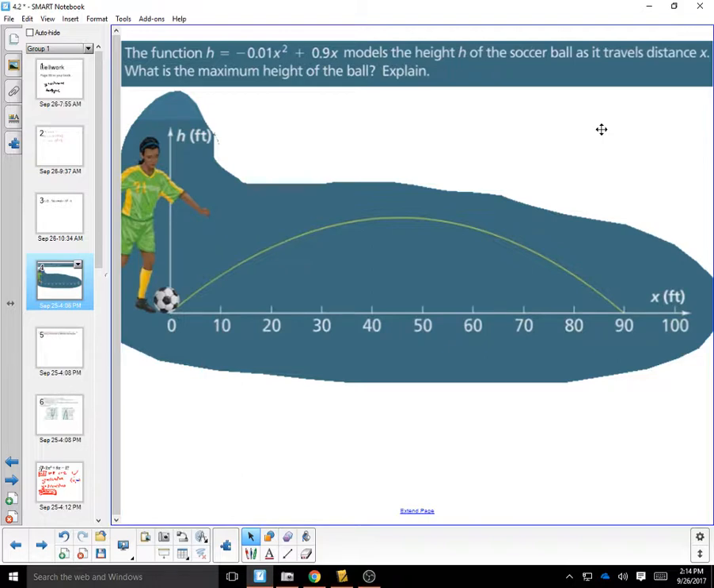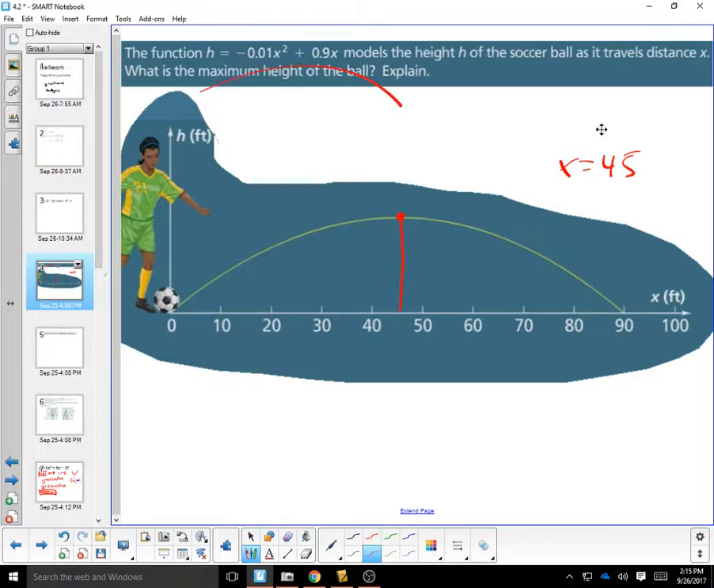Now, if you take a look here, the distance that the ball covered was 90 feet, right? So where is the middle? 45. So if I go over to 45, then I know that up here is where the vertex lives. So I know that when x is 45, that's going to be the highest point on this parabola, hence how high the ball went.